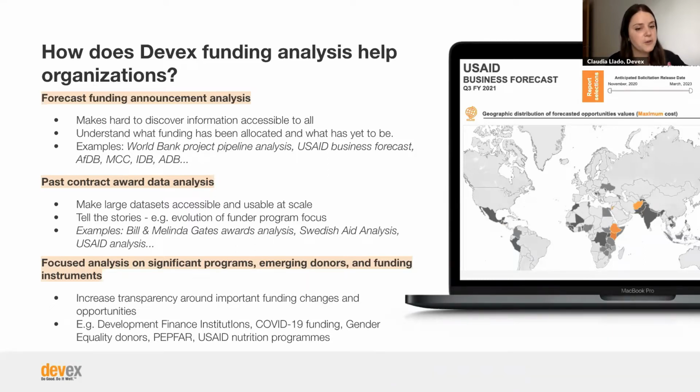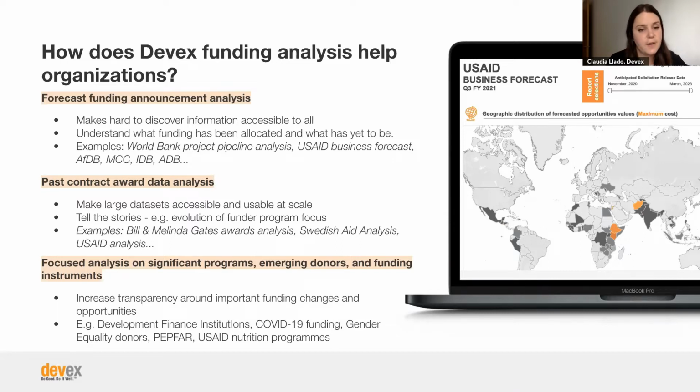And then finally, we also produce focus analysis on specific programs, on emerging donors and other instruments to shed light and increase transparency on important changes. Examples of this type of analysis are, for example, the report that my colleagues published on the rise of the development finance institutions, where they profiled several development finance institutions, a relatively recent article on leading health security donors.